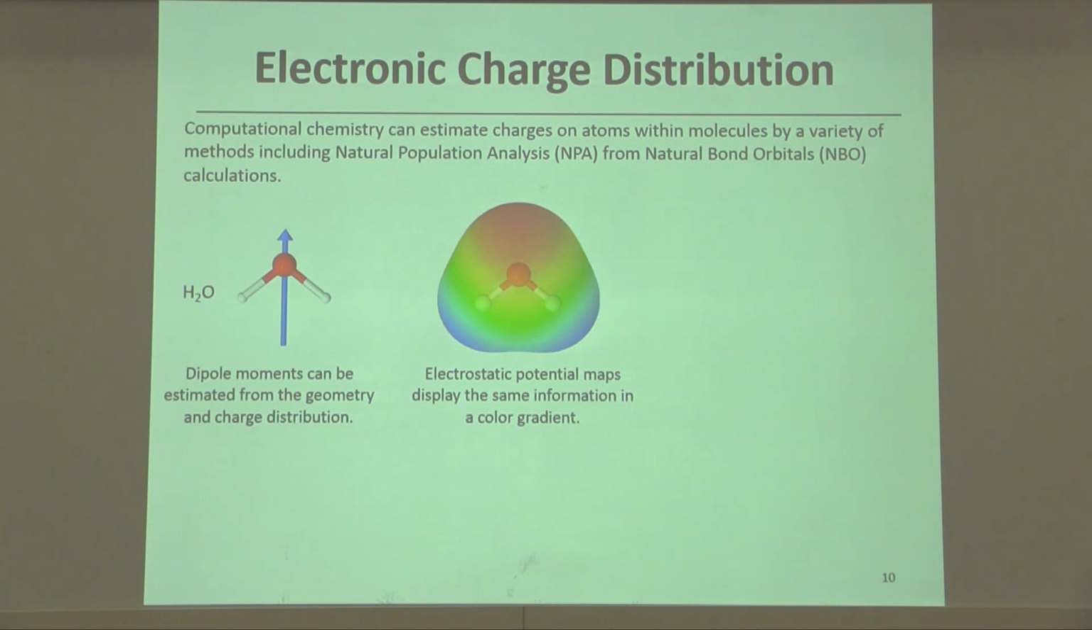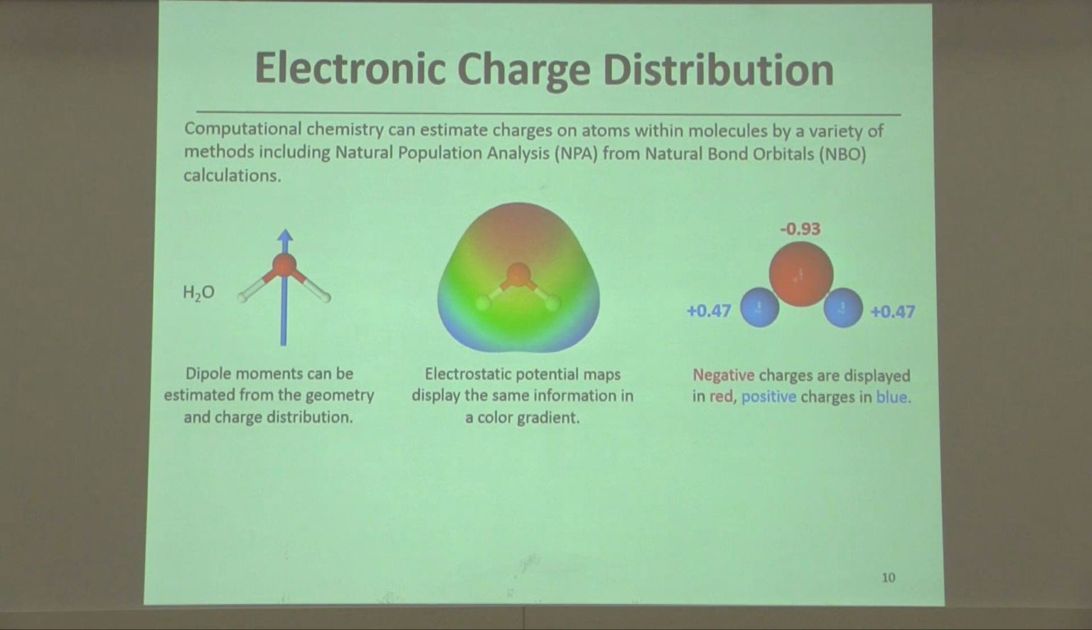Oftentimes more useful is looking at the NPA charges themselves. And so this depiction of water on the right here shows a large red sphere covering up the oxygen in proportional size to the smaller blue spheres covering up the hydrogen atoms. The numbers are hard to read, so I've depicted them next to the image. The oxygen has a charge of negative 0.93. Each hydrogen has a charge of plus 0.47.